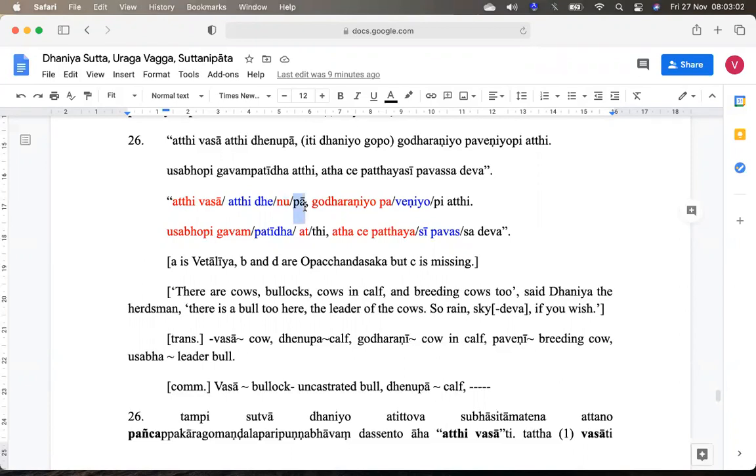That is the characteristic of the vidaliya. And "go da ra ni yo ba": go is two, da one, so three, ra four, ni five, yo is two matras, so seven, and the ba eight. So eight matras at the beginning of the even line.